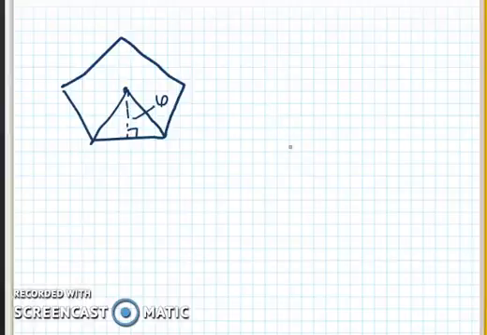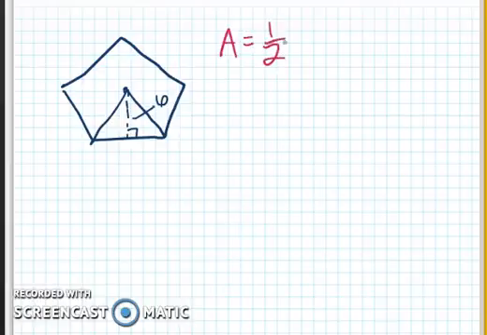Hey guys, this is our 10.5 review video. We're talking about finding area of regular polygons. Okay, so again, the two most important things for us are the apothem and the perimeter. Whenever we find one, we're going to box it.